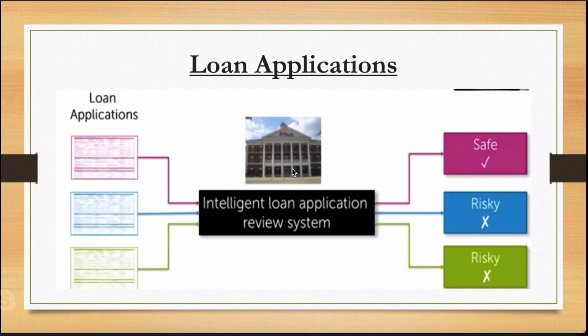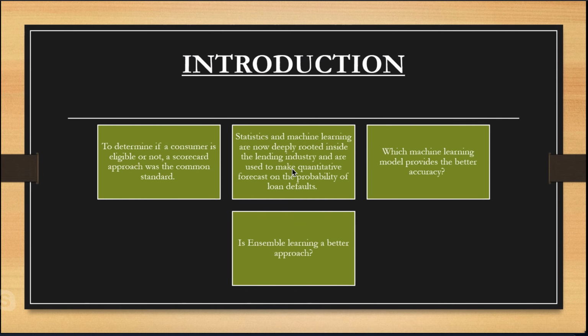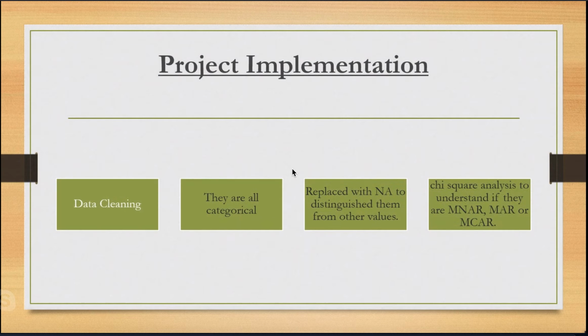A number of companies in the world these days use user information. They put it in a machine learning algorithm and decide whether you are safe or risky to get a loan. The question that we started with was to determine if a consumer is eligible or not. A scorecard approach was the common standard, but we were using the ensemble learning method, which is a better approach. Is that going to be a better approach or not? We're going to see together in these findings.